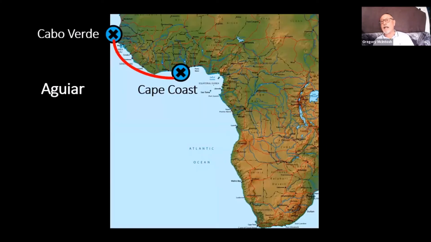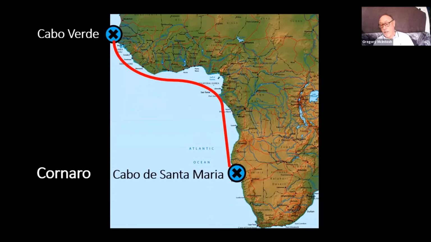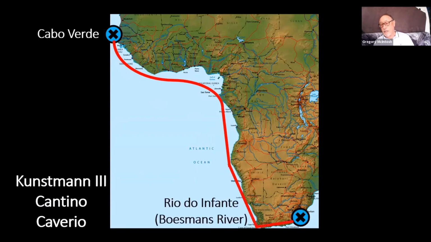Here are the coastlines these charts cover between Cabo Verde and Rio do Infante. The Jaguar chart gives place names to Cape Coast. The Reinel chart, down to the Congo River. The Canerio Atlas, to Cabo de Santa Maria. And the Kunstmann III chart and the Cantino and Carvalho planispheres, down to Rio do Infante.